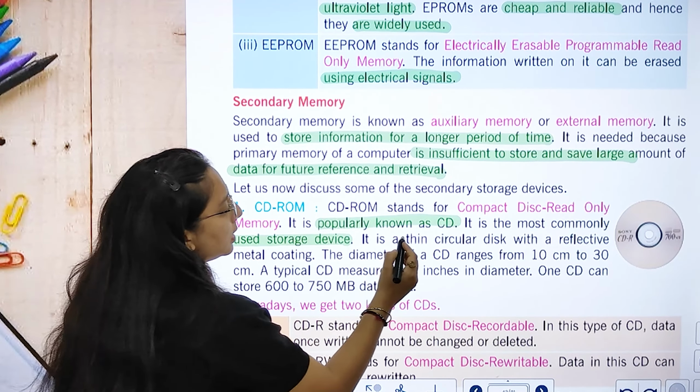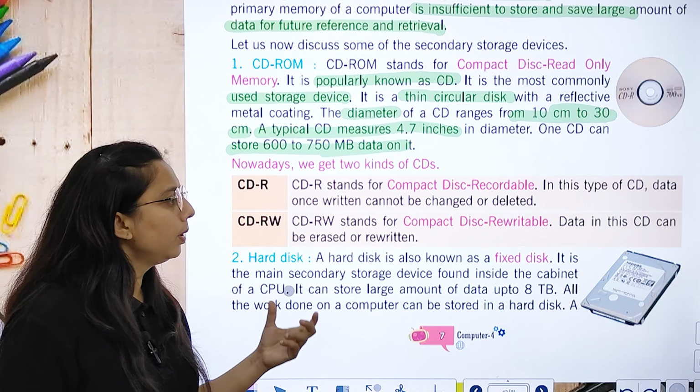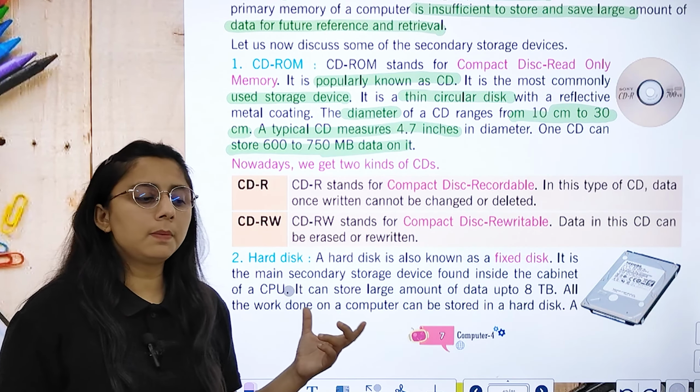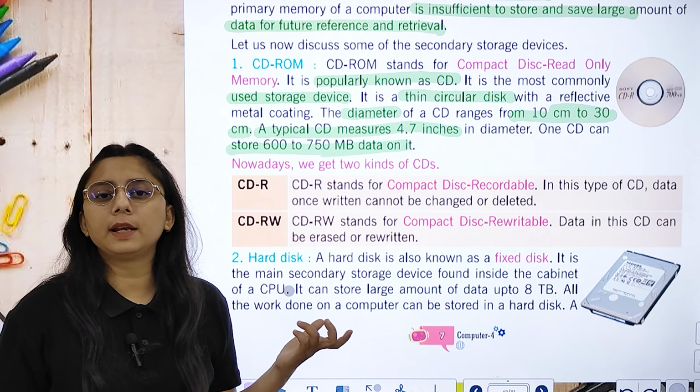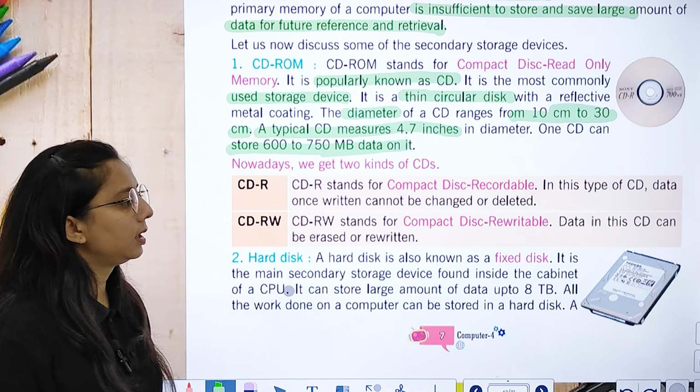Now we have CD-R, that is compact disk recordable, and RW means rewritable. In compact disk recordable, you cannot change or delete anything, but in RW we can erase or overwrite the data. Then we have hard disk.